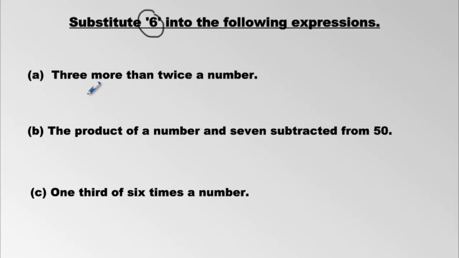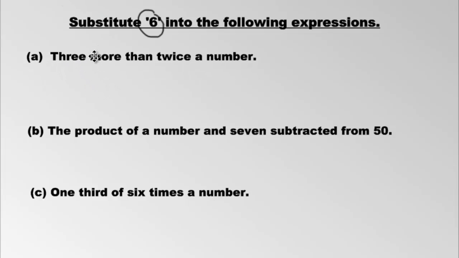So we have 3 more than twice a number. 3 more than what? What is this talking about? 3 more than twice a number. You know what 3 more means. It means plus 3. You know what twice a number means. It means 2x, or the letter of your choice. We're going to combine these. We could say plus 3 plus 2x, because this is a positive 2x.